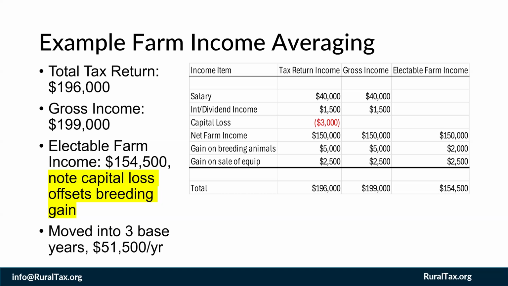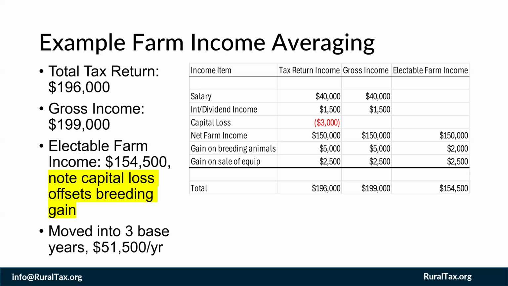Now, we sort through that gross income. Notice that the capital loss isn't added in gross farm income. Thus, we have $199,000 is the gross income value there. But the electable farm income is going to be $150,000. That's coming from net farm income on Schedule F. That would be line 34. Notice, and again, I've got it highlighted on this particular slide, that we're getting capital gain treatment on the breeding animals because those are being treated as Code Section 1231 assets.